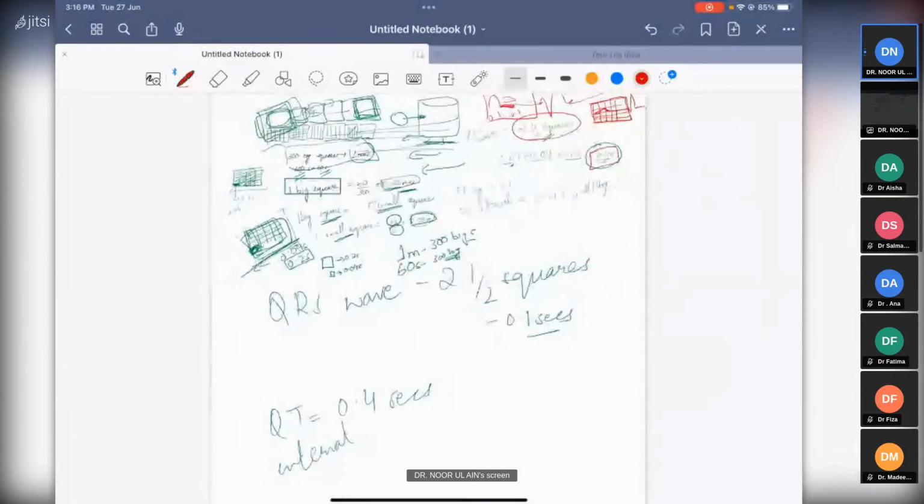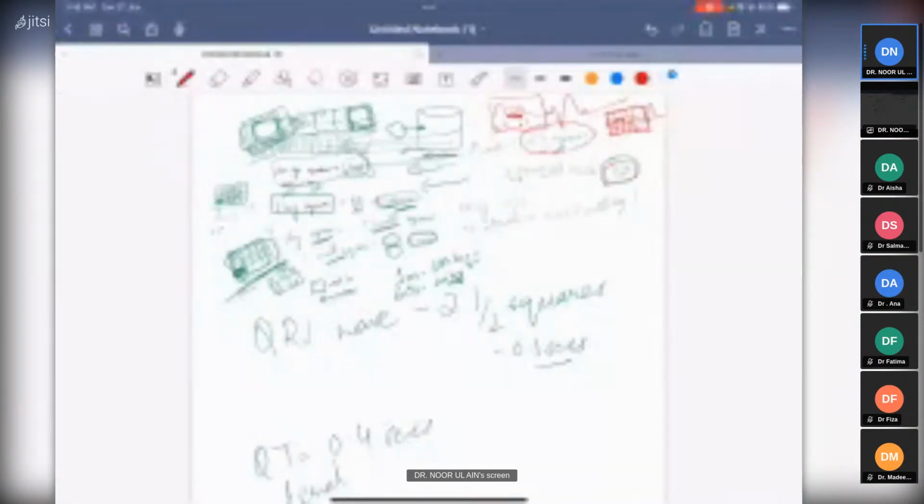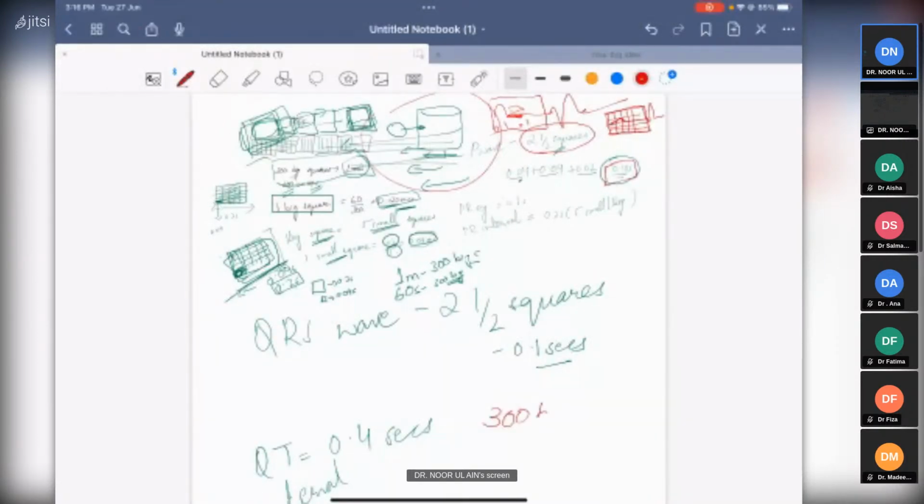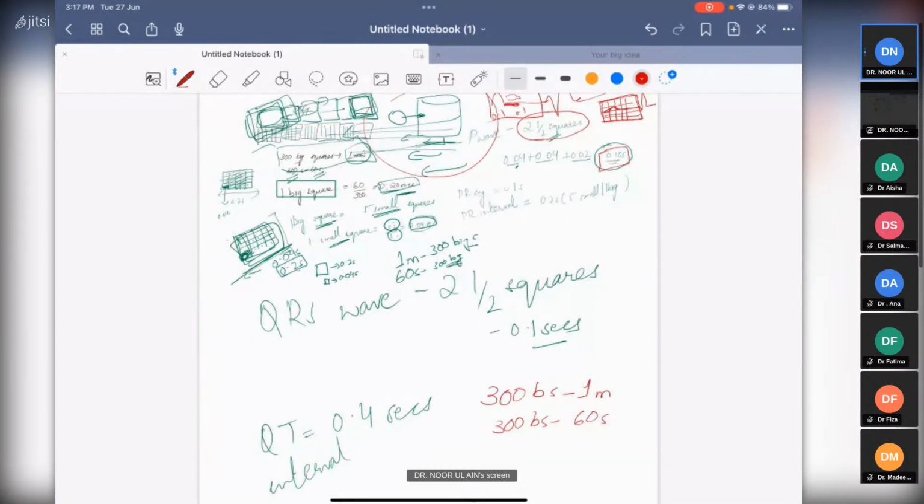Every ECG has a certain speed. The ECG strip moves at a certain speed. What is the speed? This is a rule, just keep it in mind. A standardized ECG strip moves at 300 big squares in 1 minute, or 300 big squares in 60 seconds. Now, if 300 big squares take 60 seconds, how much time would one big box take? I would just divide 60 by 300 and I would get 0.2 seconds. So one big box will take 0.2 seconds to move ahead.